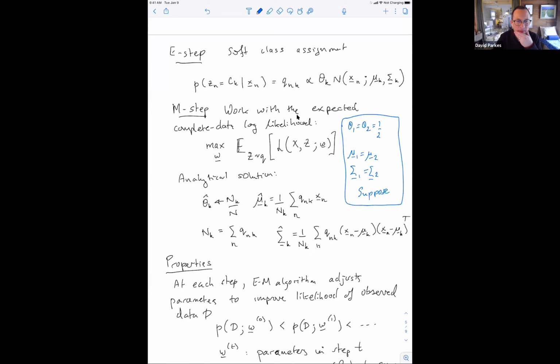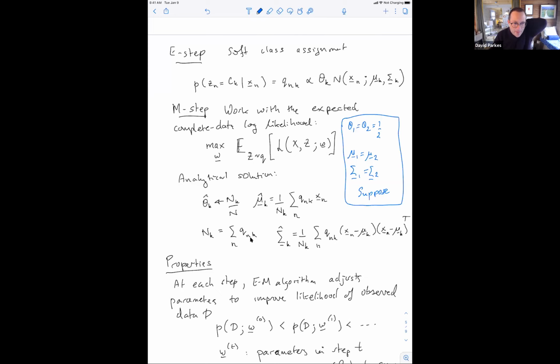So here's what we want to be talking about. Let's think about the case where theta one equals theta two equals a half, and mu one equals mu two, and covariance one equals covariance two. Suppose this is true. First of all, what will the E step do? Well, hopefully you realized that the E step will soft assign every example with probability equal to a half to each of the components, because the Gaussian parts of the components are identical and the prior parts of the components are identical. So it will soft assign one half for every example.